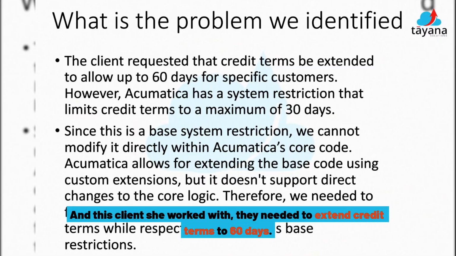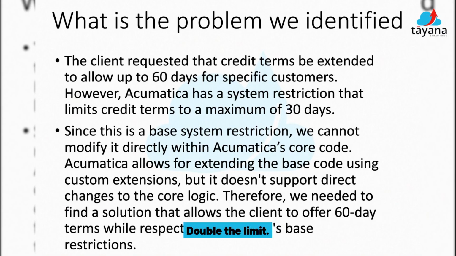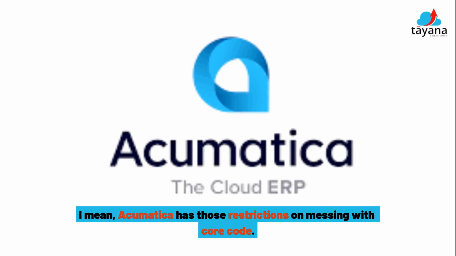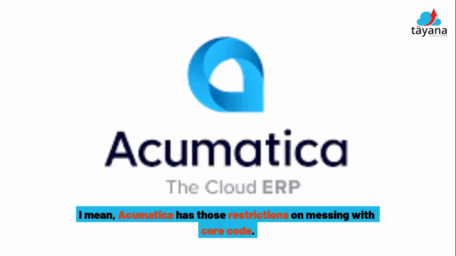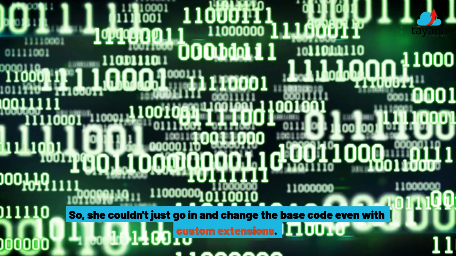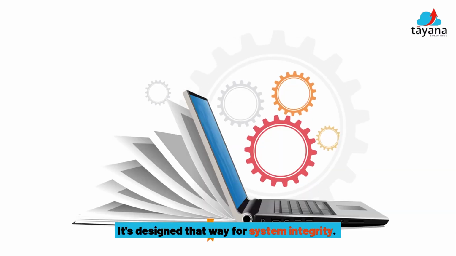Oh yeah. And this client she worked with, they needed to extend credit terms to 60 days. Double the limit. Exactly. So how did she even approach this? I mean, Acumatica has those restrictions on messing with core code. Right, so she couldn't just go in and change the base code, even with custom extensions. It's designed that way for system integrity.